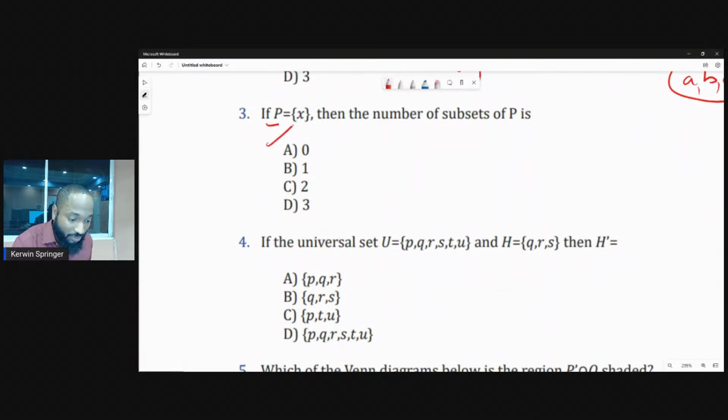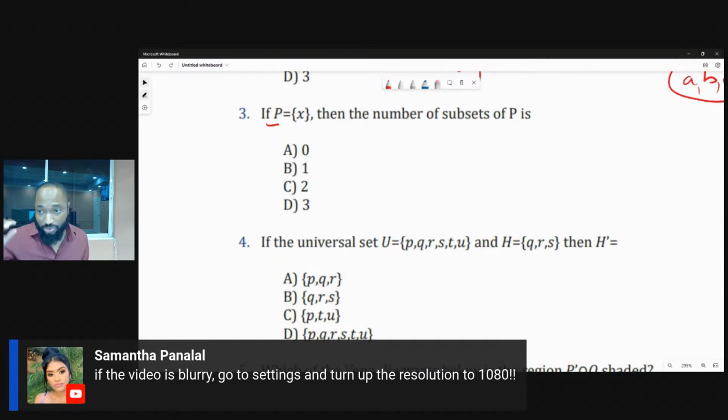If P is a set with 1 in it, how many subsets can you get now? So if the video is blurry, you know what to do. You know the drill by now. If the video is blurry, you can just raise up the resolution on your end. It's happening on your end. You just raise up the quality of the video.